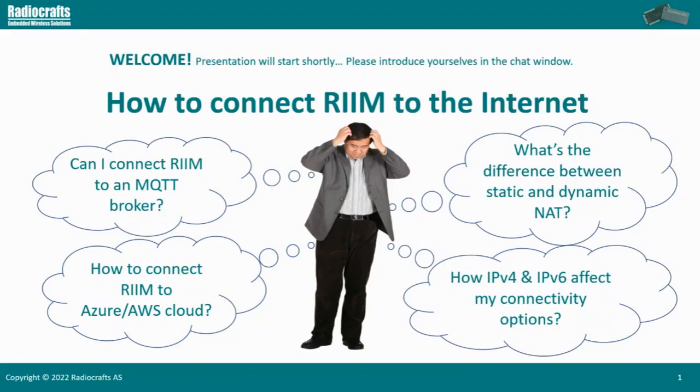Okay, so the topic we're going to discuss today is actually how to connect RIIM to the internet. There are some common questions sometimes asked when discussing this topic. For example, how can I connect RIIM to the famous cloud services like AWS and Azure? Why do we have an example only for Thingsboard till now? How do the differences between IP version 4 and version 6 affect my connectivity options? What's a NAT table, static, dynamic, all these kinds of questions. So we thought we can discuss this more with you today.